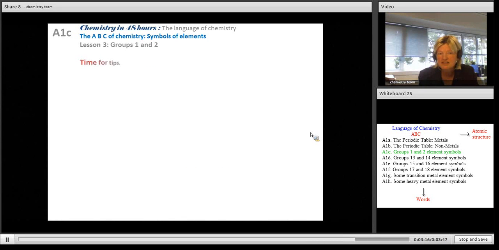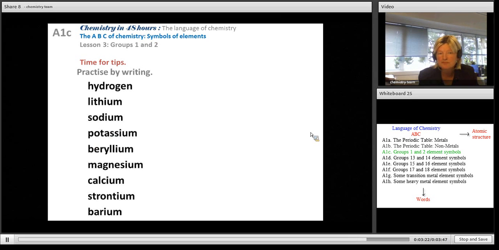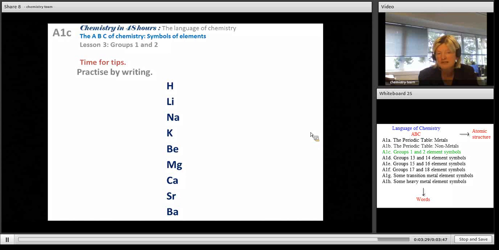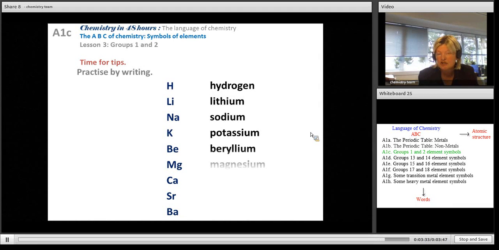Finally, time for tips. Practice by writing. It really helps. So write out all the element names and then see if you can write the symbols. Then hide the names, and from the symbols, can you write down the names? Check your spelling to make sure you get that right.